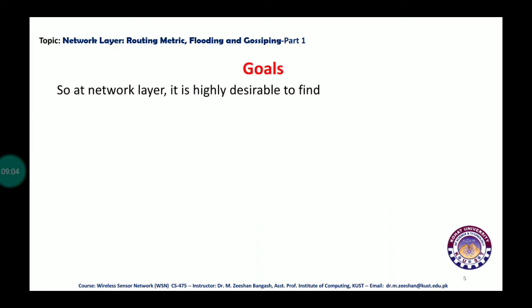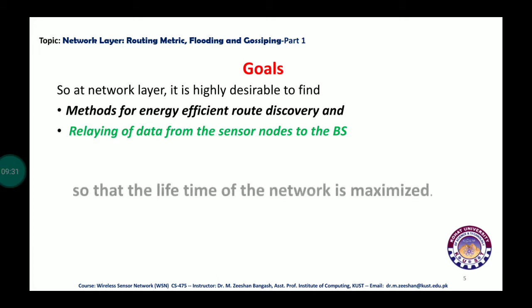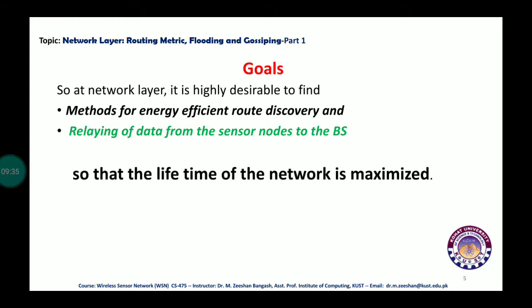So the goal of our discussion today is that at the network layer we need to find methods or mechanisms so that energy may be used efficiently in routing or route discovery. Similarly, at the network layer, the purpose is to relay data from sensor nodes to the sync level, which will help increase the lifetime of the network, so the sensors stay alive for a long duration. That will help us not to redeploy and reconfigure the network in case the sensor nodes are exhausted due to over computation. So the goal of this layer is to make the network energy efficient.